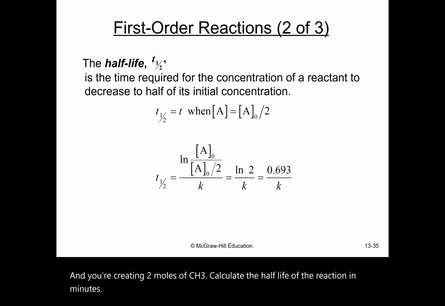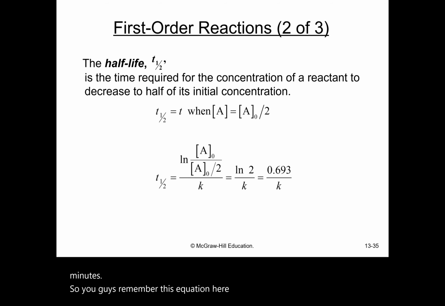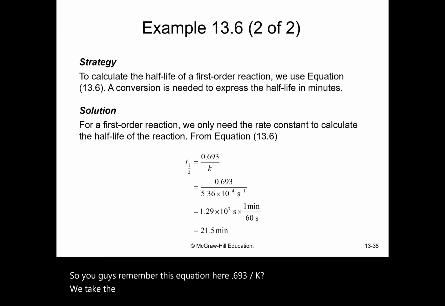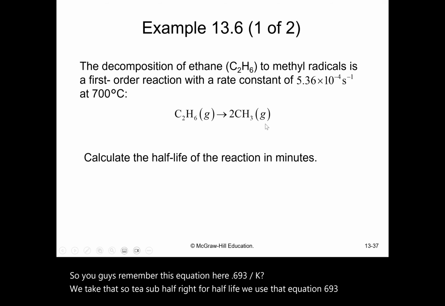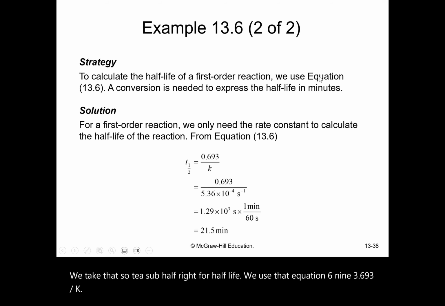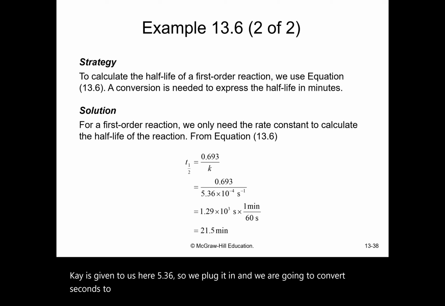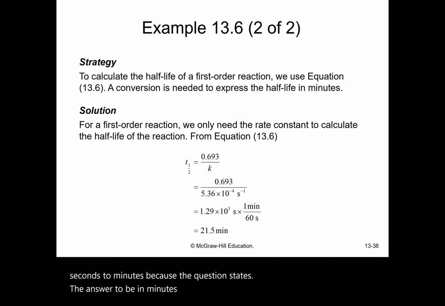So you guys remember this equation here, 0.693 over k. We take that for T sub half, for half-life. We use that equation, 0.693 over k. k is given to us here, 5.36 times 10 to the negative fourth. So we plug it in, and we are going to convert seconds to minutes, because the question states the answer is to be in minutes. And we get that it is equal to 21.5 minutes.